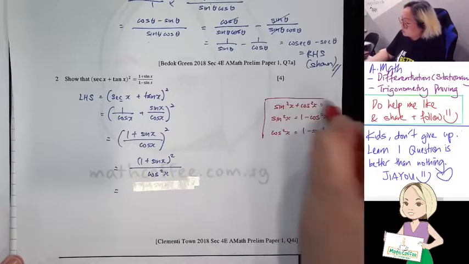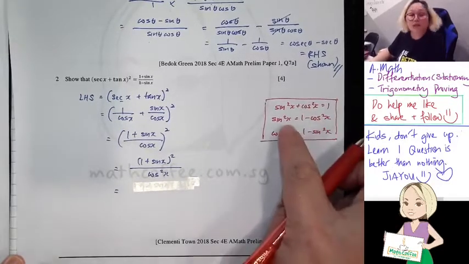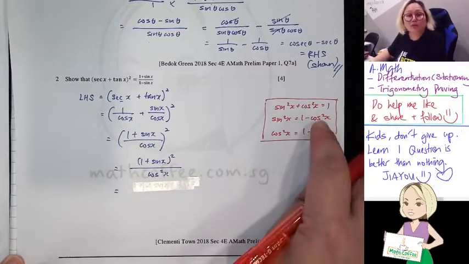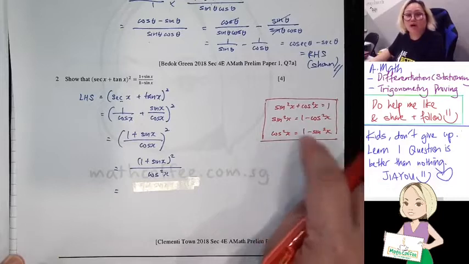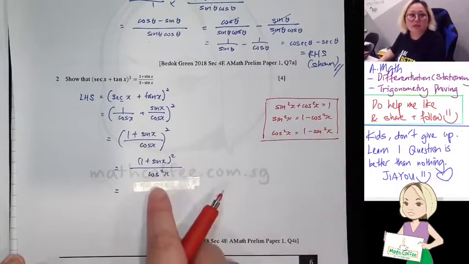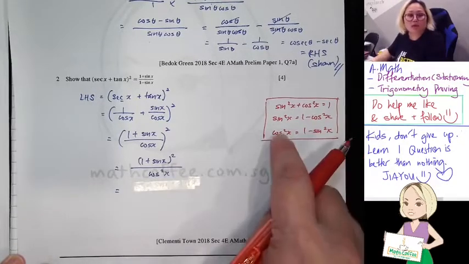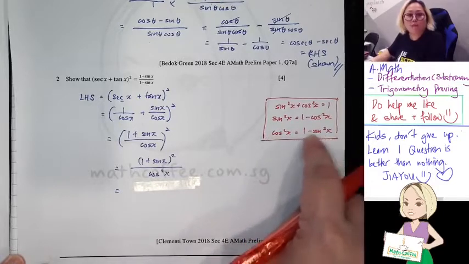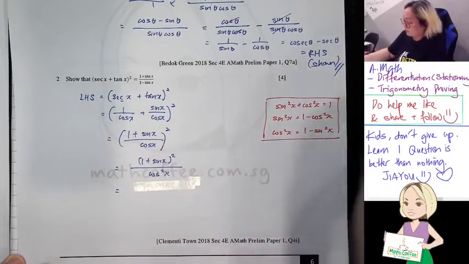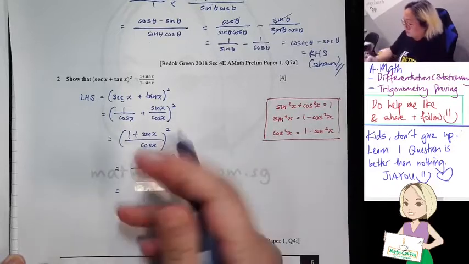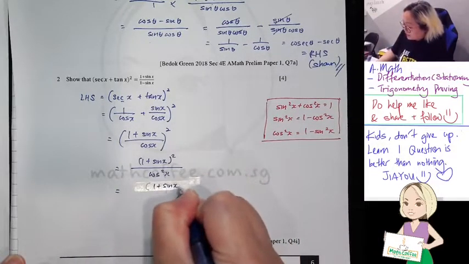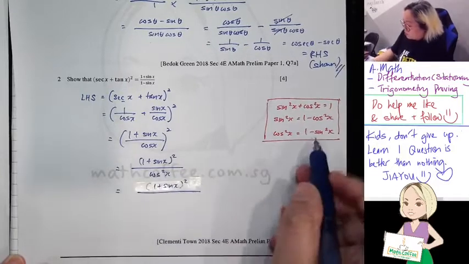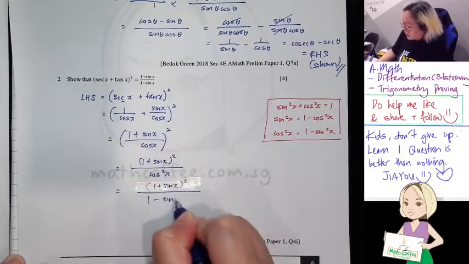So we always use this when we want to change sine square x to be in terms of cosine square x, or when we want to change cosine square x to be in terms of sine square x. So in this case, my denominator is cosine square x, so we're going to change it to 1 minus sine square x. So we will have 1 plus sine x squared over 1 minus sine square x.